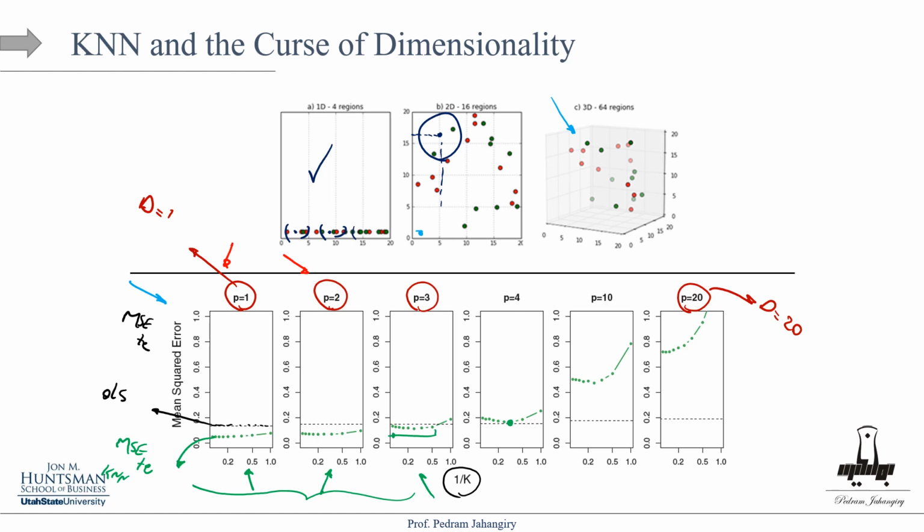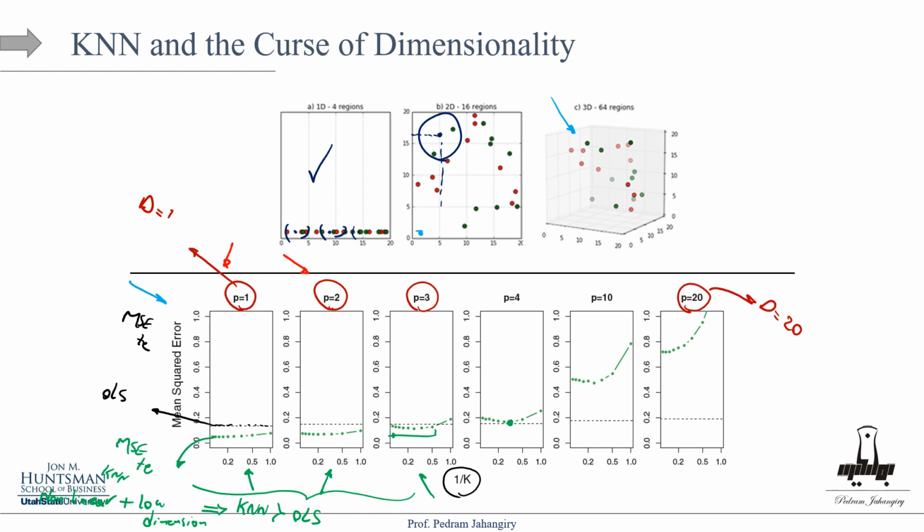Let me summarize it like this. If you know that there is a nonlinear relationship in the data, plus the dimensionality of the data is low, low dimension, then you may prefer KNN to simple OLS, the simple regression model.